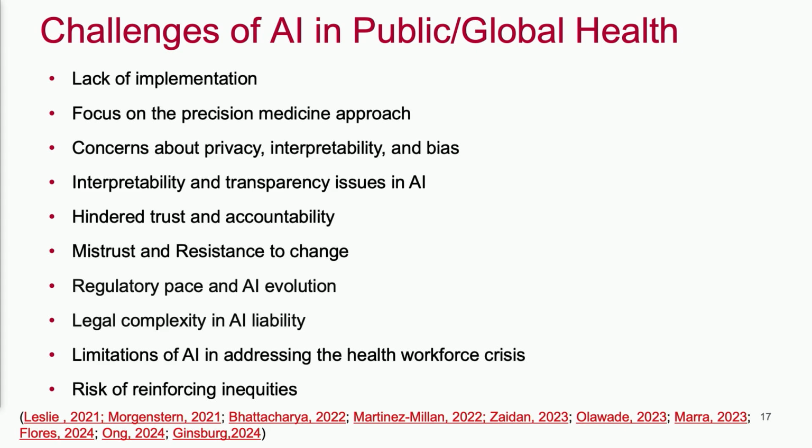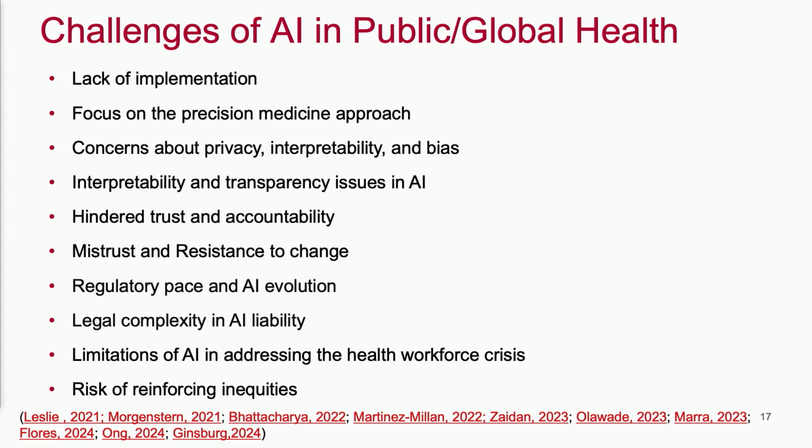So, I don't want to take time from the other speakers, so just very quickly. We've done this review with my colleague, and several challenges have emerged for AI in global and public health. I will go very quickly because I don't really have time to develop, but there is indeed a lack of implementation. The focus is much on a precision medicine approach and not the public health model, as I mentioned at the beginning. There are serious concerns about privacy, interpretability, and bias of AI in public health.